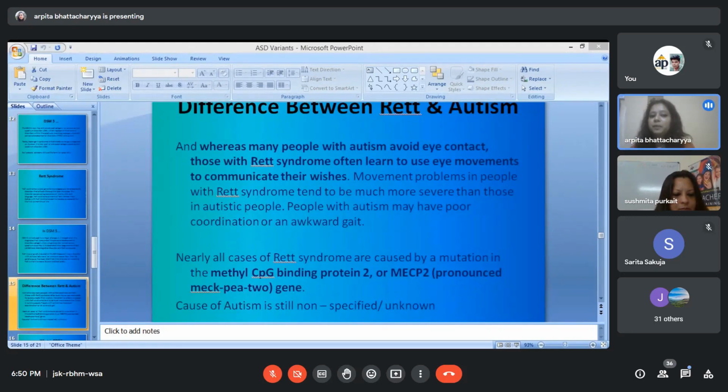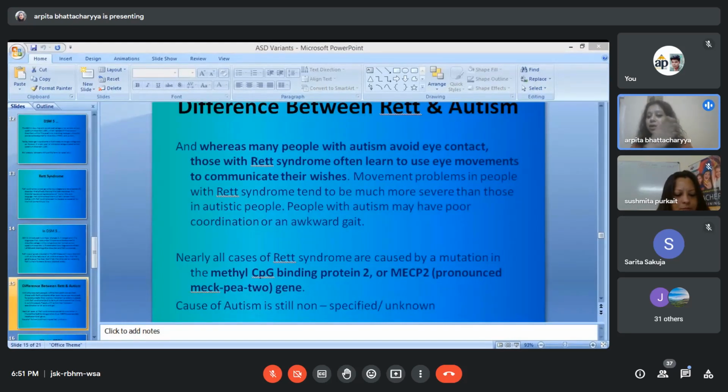Movement problems in people with Rett's are much more severe. As I said, most of them are immobile. Most of them have severe gross and fine motor deficits, and they cannot function. But in autism, the case is not that. In fact, in autism, the motor development is quite good. They can run, they can jump, they can do a lot of motor things. They're okay with that.